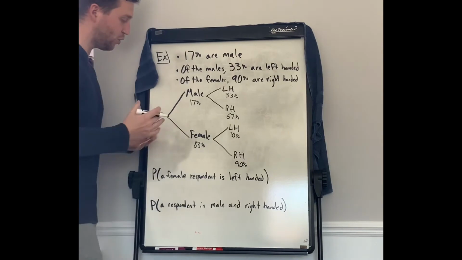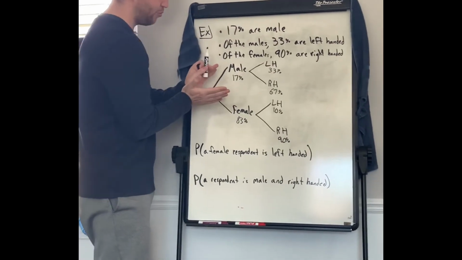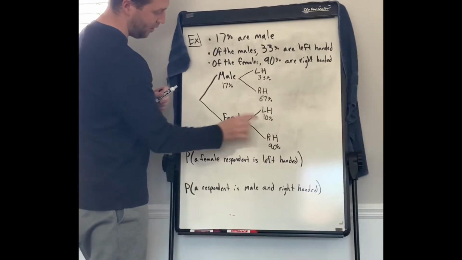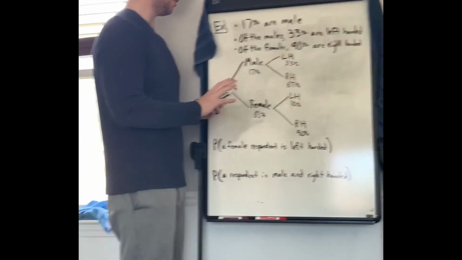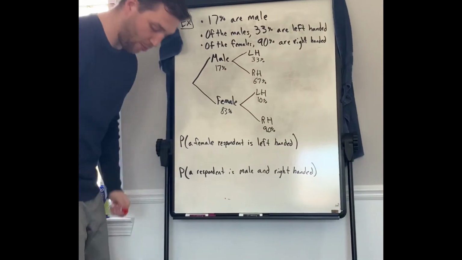left-handed. Just to make sure your tree diagram makes sense, make sure all your pairs of branches add up to 100. That makes 100, those two make 100, and those two make 100. So I know I did this correctly. All right, now let's look at how we solve our problems here.